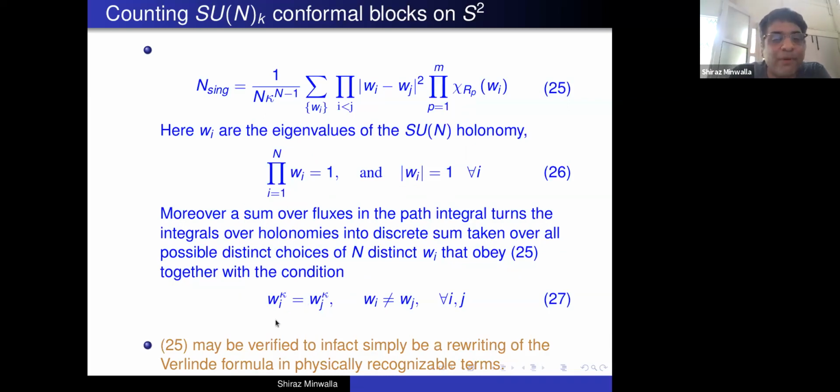What's sort of important is that these eigenvalues are also required to satisfy a condition, an equation. The equation is that w_i to the kappa is equal to w_j to the kappa for all i, j. Now, it's not difficult to convince yourself that there's a finite number of solutions to these equations. You're supposed to sum this quantity over each of these finite number of solutions. And when you do that, you get the number of conformal blocks.